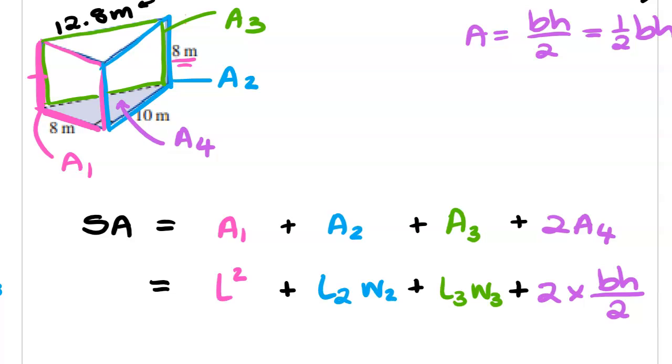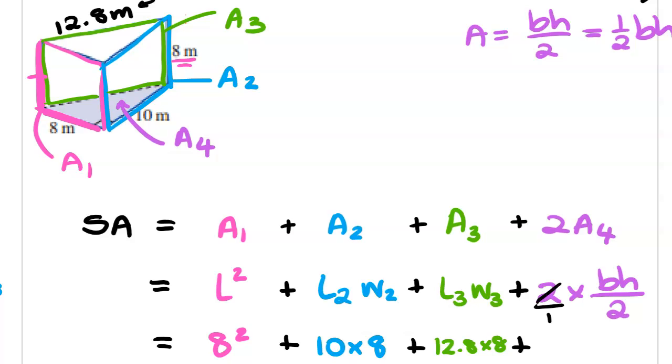Let's get into our substitution step. So we talked before about the length and the width of area 1 being 8 because it was a square. So let's write 8 squared. What's the length and width of area 2? It's going to be 10 times 8. Length and width of area 3. Well, that's at the back there. It's going to be 12.8 times 8. Now, I wonder if you noticed with the triangle, we could actually put this over 1 and cancel off these 2 2's here. So we'd just be left with base times height.